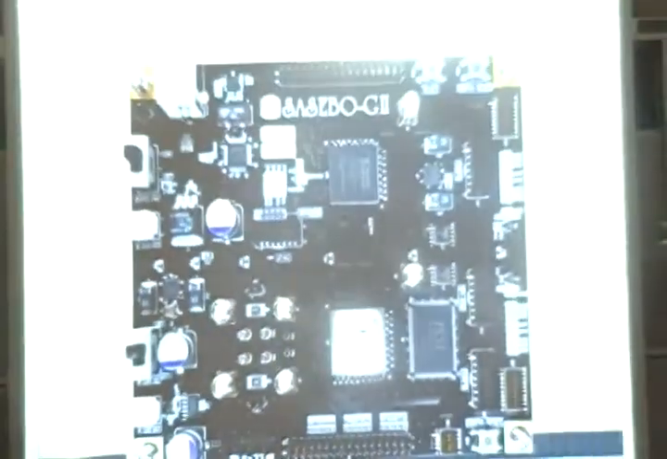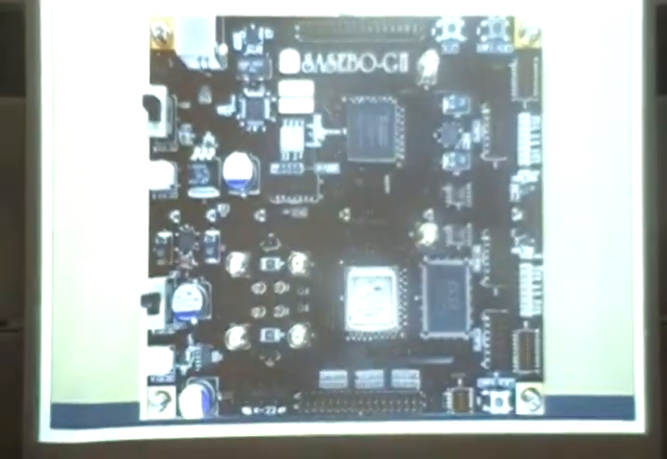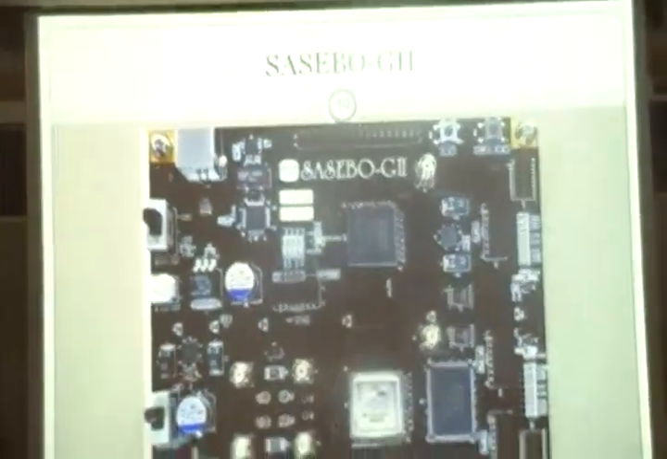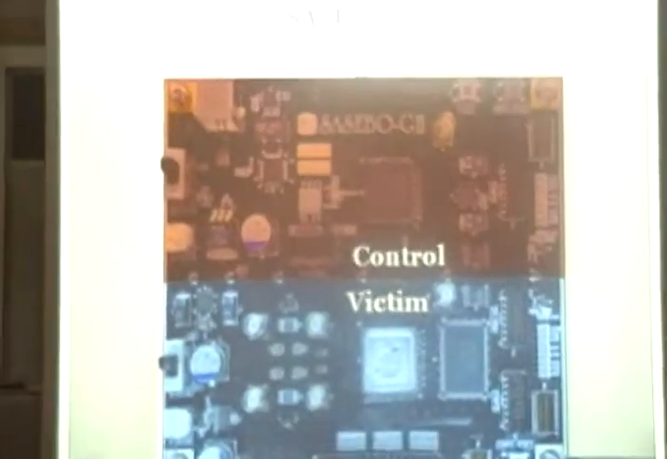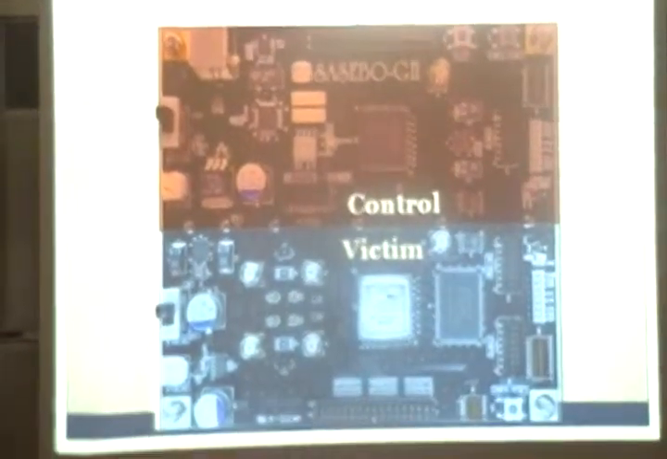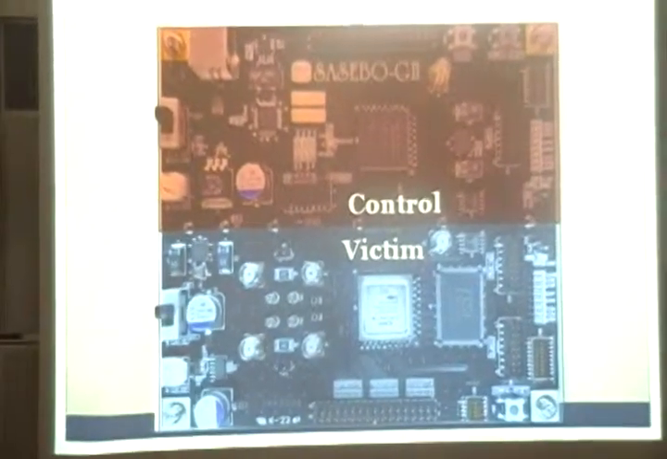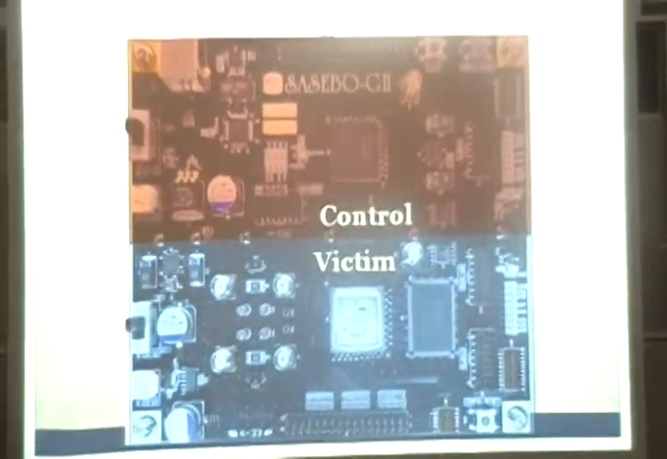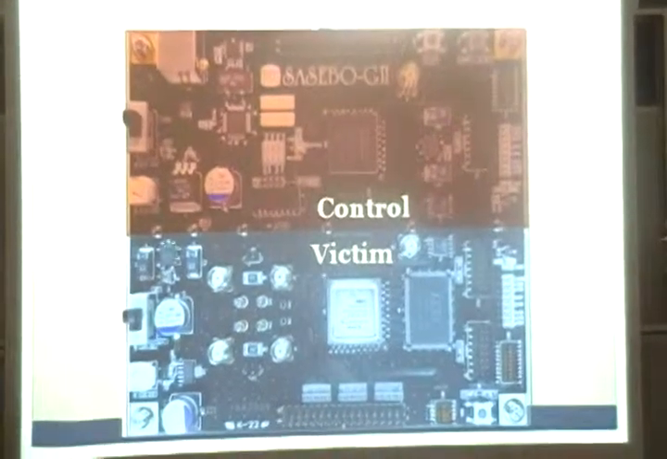This is an image of the Sasebo G2 board, which is the current hardware standard for differential power analysis. It breaks down with 2 FPGAs, a control and a victim. The control FPGA controls the victim FPGA as well as communication with the computer, and the victim FPGA simply runs the encryption.